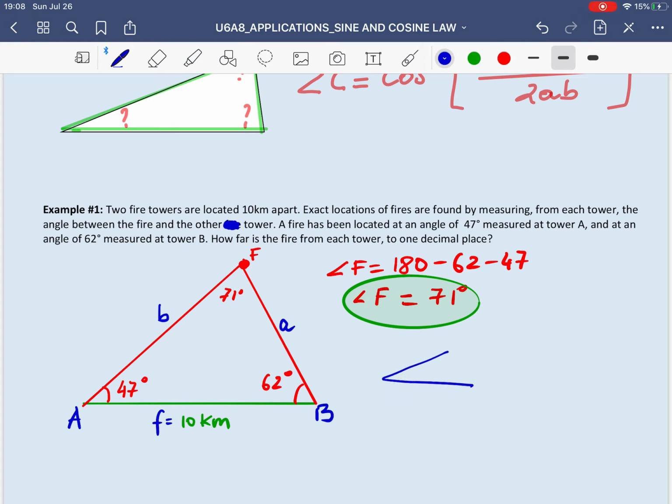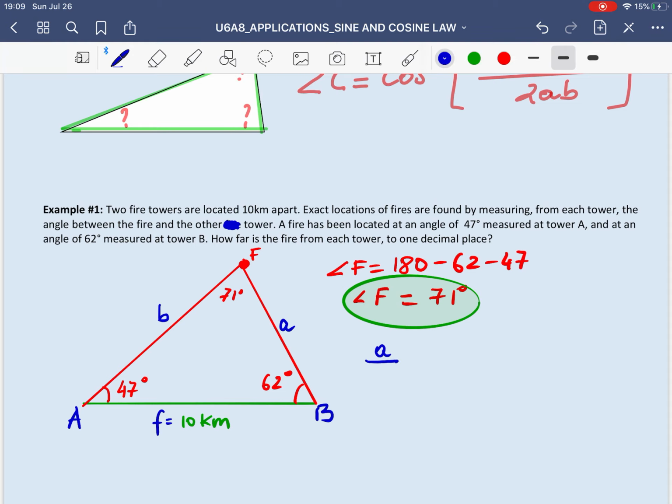Remember, cosine law is two sides and the contained angle. So I don't even have two sides, so that's not the case. The other case is when you have all three sides and none of the angles. So it's neither case, which leads me to believe that sine law should be the way to go. Hey, that rhymes. So let's write the sine law here.